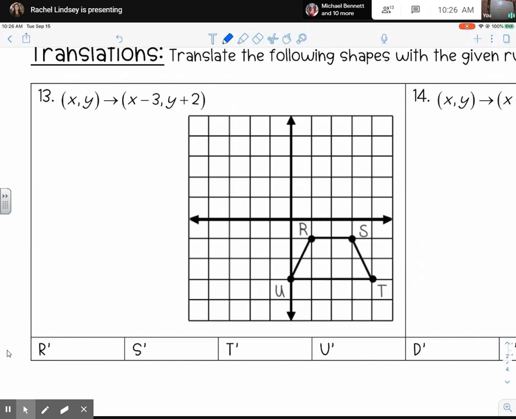or you can just count left 3, up 2. There's my R prime. Left 3, up 2. There's your S prime. And do that with all of them. So, left 3, up 2.